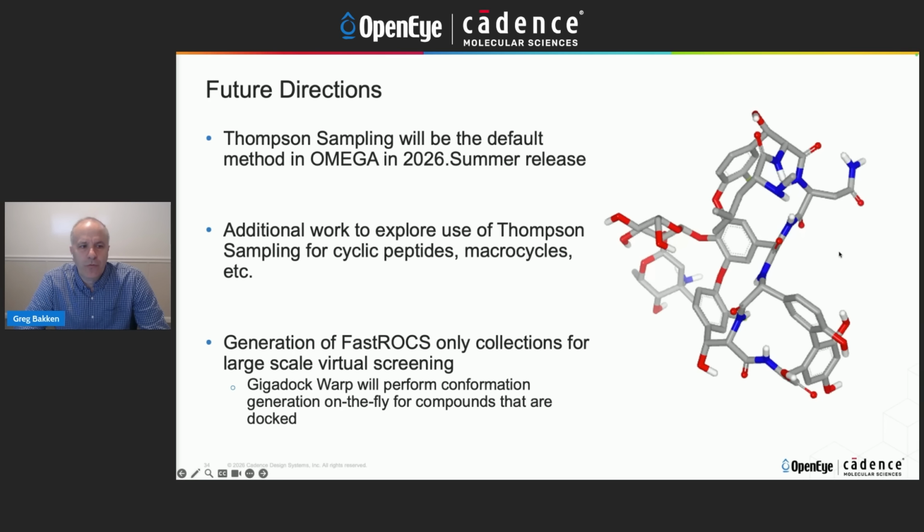We'll also be moving to, in the Orion world, doing FastROCS-only collections for large-scale virtual screening. So for those of you that screen the vendor libraries on Orion, we're going to start doing generation of only FastROCS collections of those vendor libraries using Thompson sampling. And so when we run Gigadock WARP, we'll do conformer generation on the fly. So we won't have to generate the full conformational ensemble for all of the compounds in those large libraries. So that'll save some time and size and data movement in Orion for screening those collections as well.